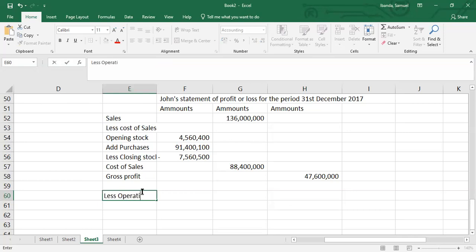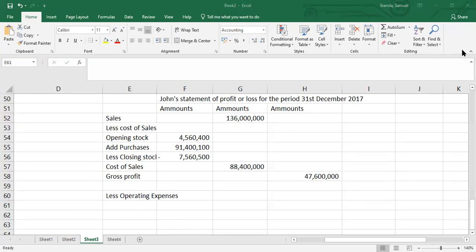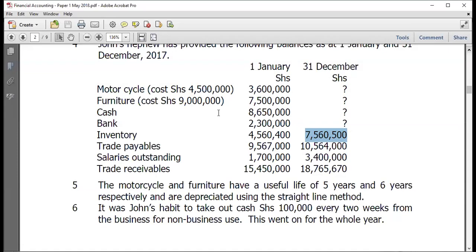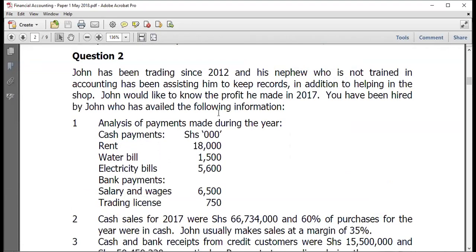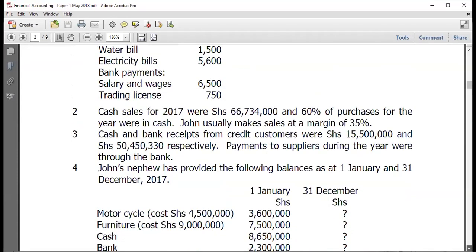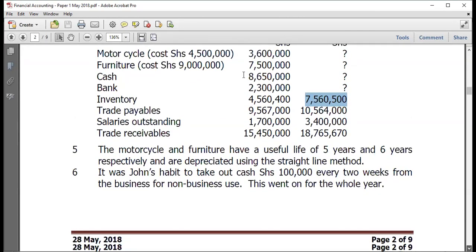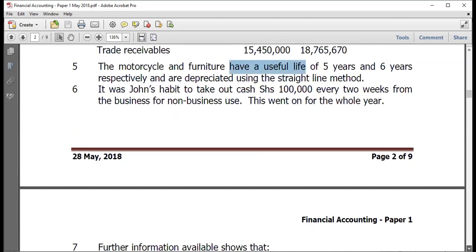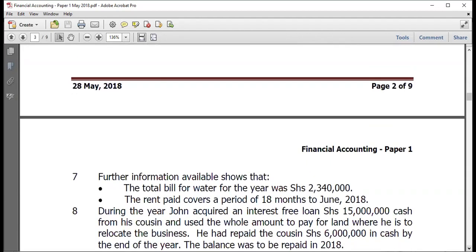After I have that, I'll move to less operating expenses. Now, this is where the other drama is, operating expenses, because I have now to calculate. Okay. Less my operating expenses. Now, I'll go back to the information I have to get my operating expenses. They are telling me that analysis of payments, I have payments. And then I also have these balances they have given me. And then down there, they have also given me something. Okay, I have this, I'm going to use for depreciation. But let me see if I can get some free marks right here.